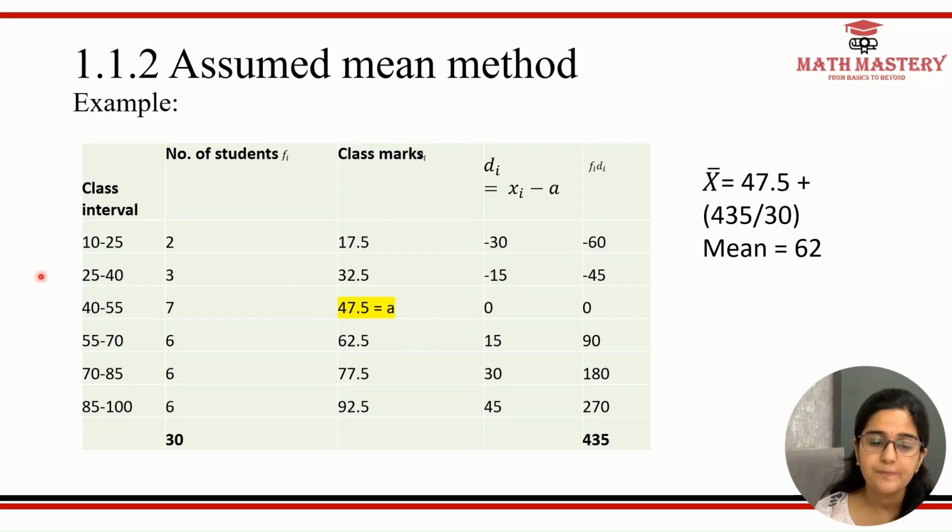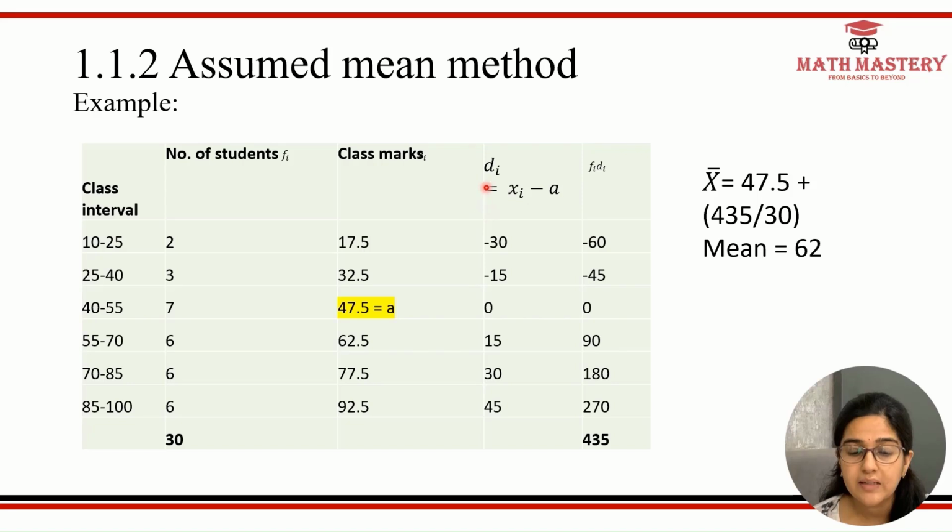You see here, the example I have used is the same as in the previous case. The only difference is in the method. You can see the class intervals and the number of students are already given to us. First we have calculated the class marks. I will again explain: class mark is the middlemost observation in the respective class interval. So in the first case, the class mark is 17.5 and so on.